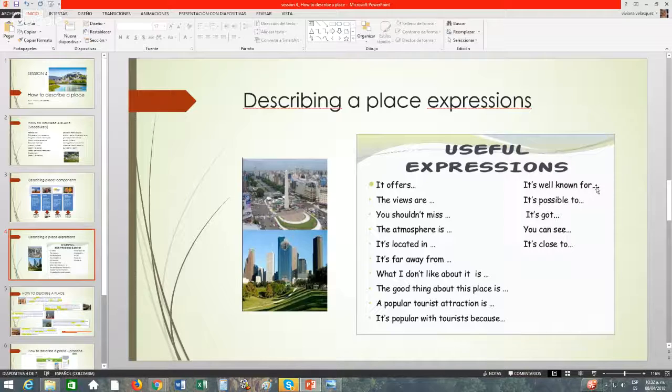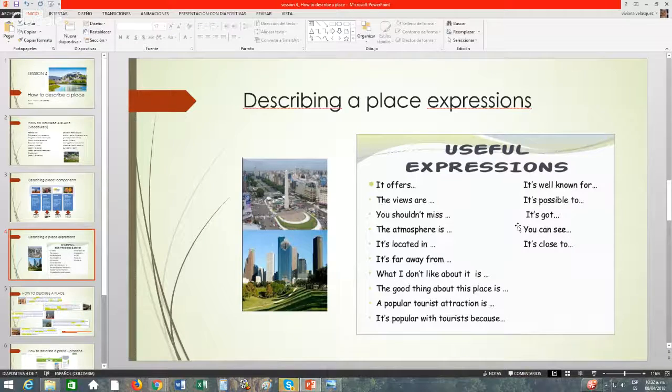And another one, it's got or it has got, which is similar to it offers, no? So it offers, it's got, is the same idea. Describing places, describing activities. Another one, you can see, which refers also to the views. The views are, or you can see amazing landscapes with trees with different colors. And finally, you can see a lot of things to buy. For example, when you go to the malls, you can see a lot of things to buy, different and very cheap.